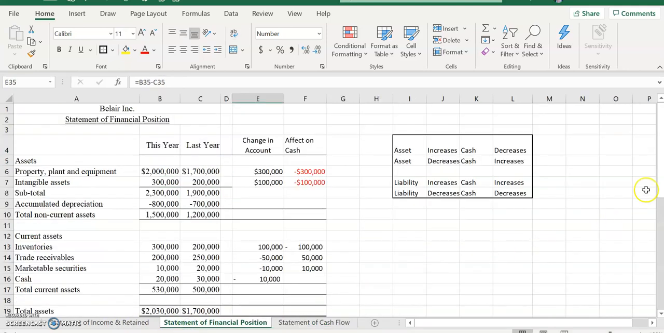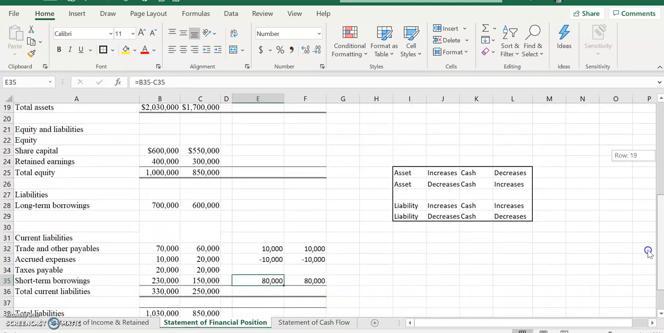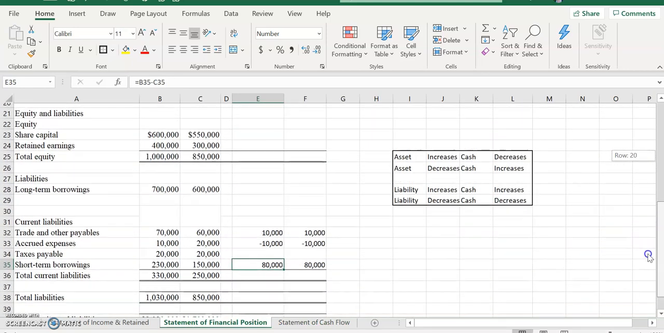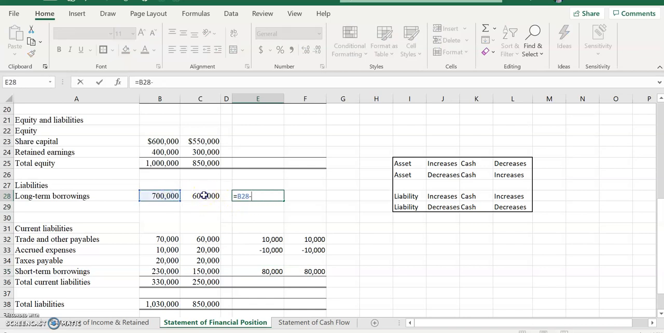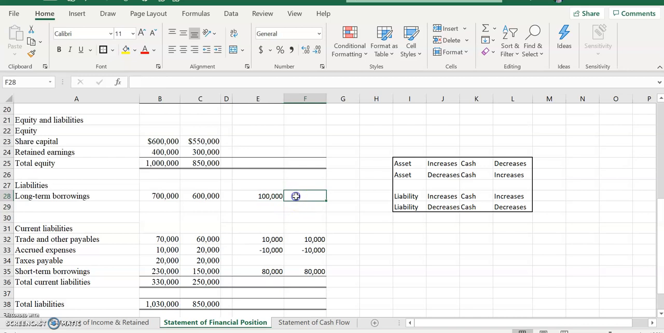So we'll go to our statement of financial position. We'll go down to our liability section where our equity is as well. So our long-term borrowings went from 600 to 700,000. So therefore our long-term borrowings went up by 100. Well, how did they go up? Well, they must have given us cash, right? If we owe an extra $100,000 now, it's because they gave us cash.